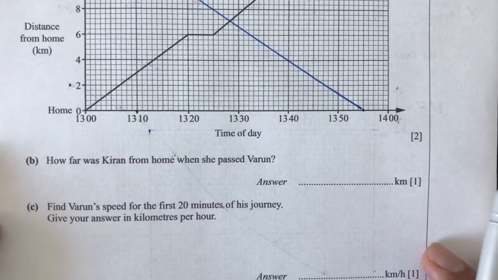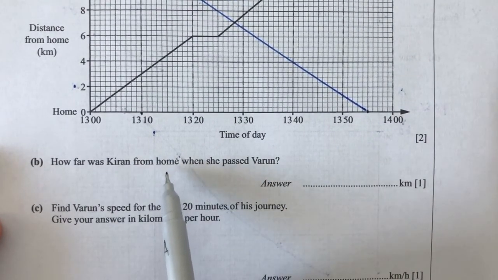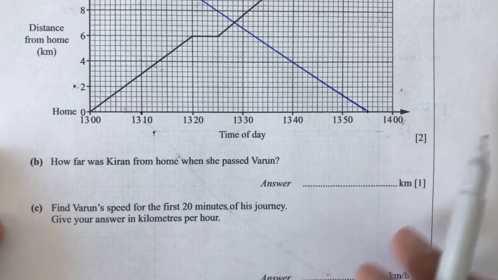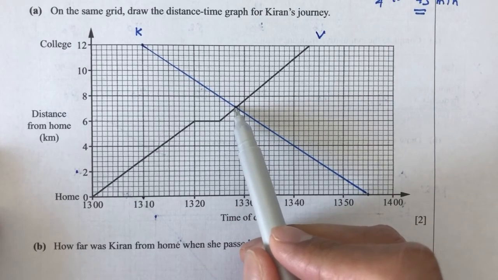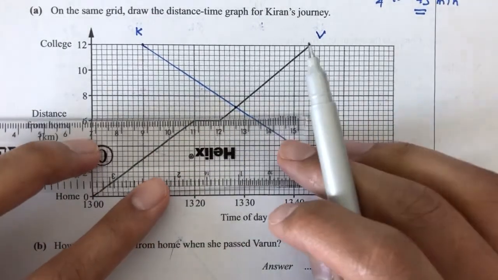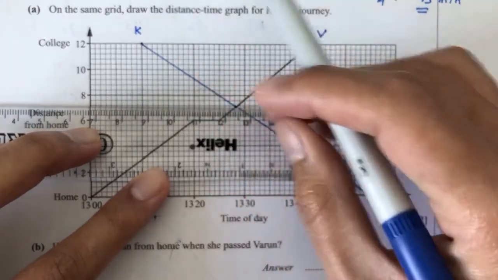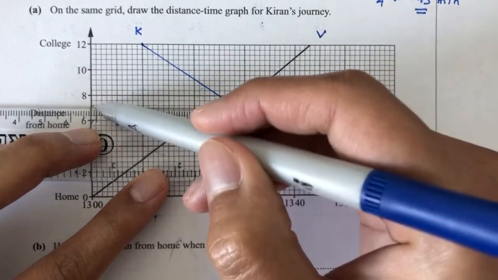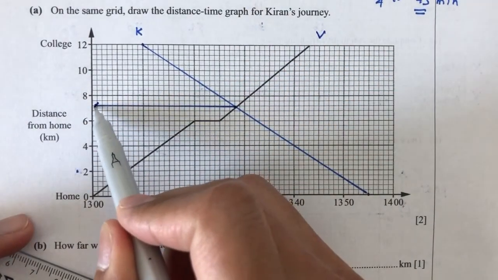Now for part B. How far was Kiran from home when she passed Varun? So let's find the point of intersection. She passed Varun at this point. How far was she from home? So let's find the distance. She was from home. So let's join it to the graph. Okay, so we have this.